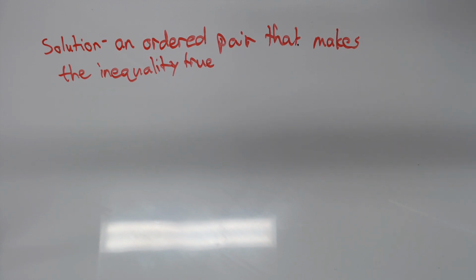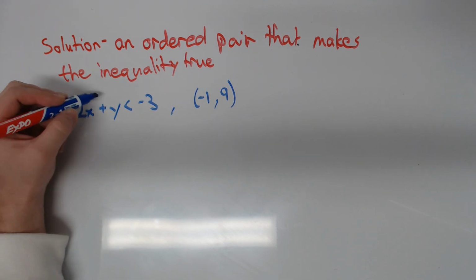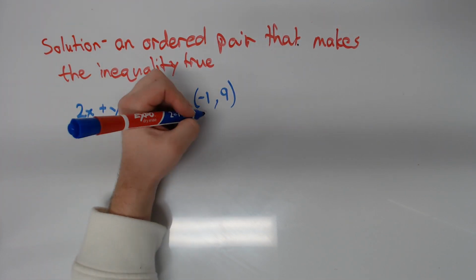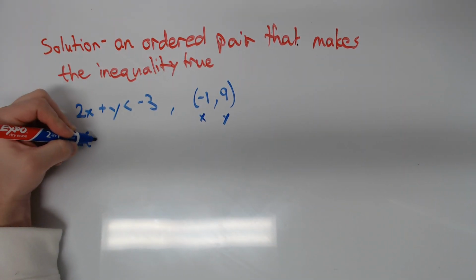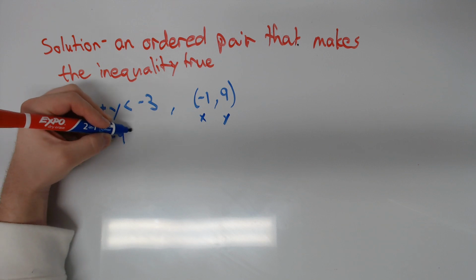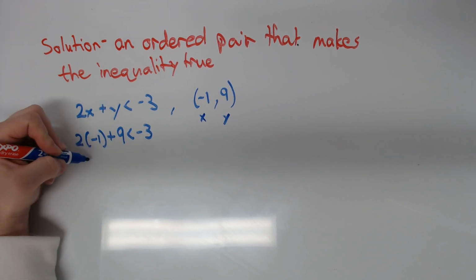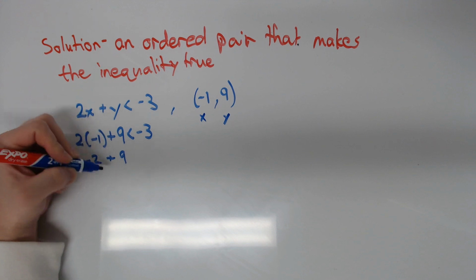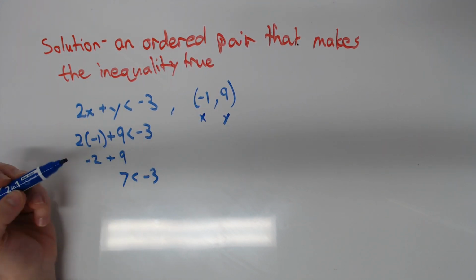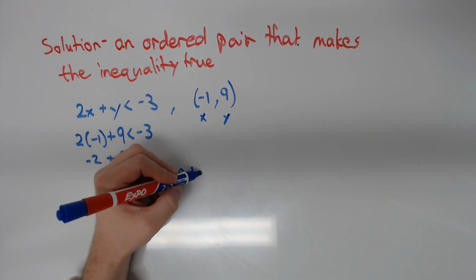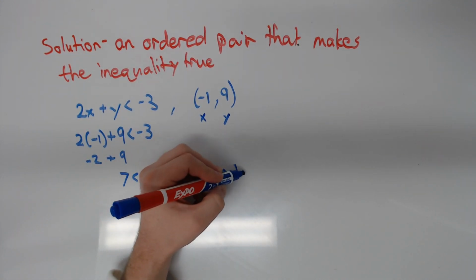So a solution for one of these linear inequalities is just an ordered pair that makes the inequality true. So let's check if this point is a solution to this inequality. I would plug in my x and my y from the ordered pair into the x and the y in the equation. 2 times -1 is -2. -2 plus 9 is 7. So I end up with 7 less than -3. Well, that's false, so it's not a solution.